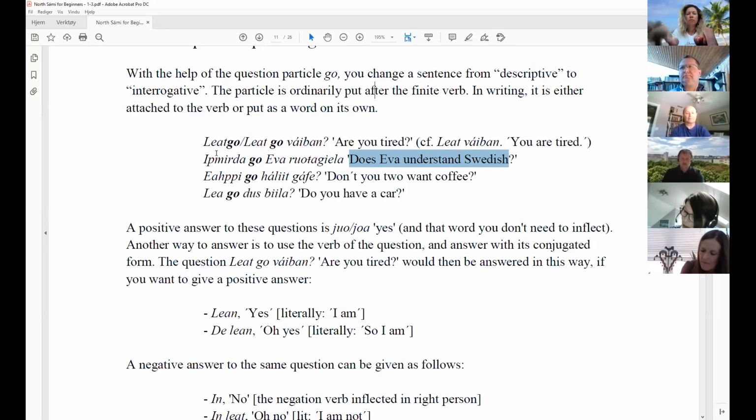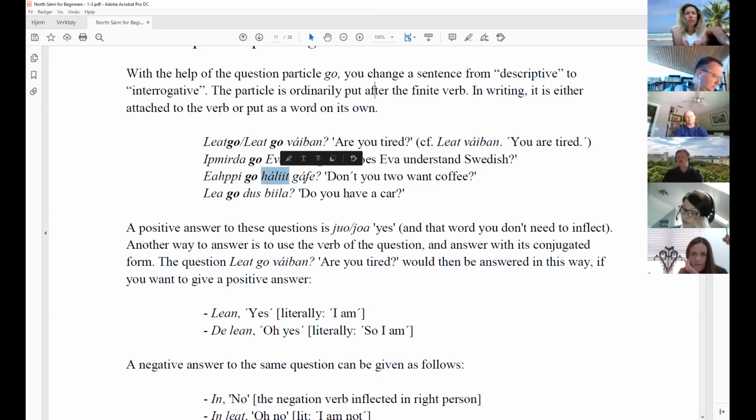You can also say ipmirda Eva if you like put a question. Does she really understand? Yeah, she understands the Eva, of course. I mean, maybe something like that. But the standard is to jump that way around with the subject. Ehpiko haalit kaffe? Don't you two want coffee?